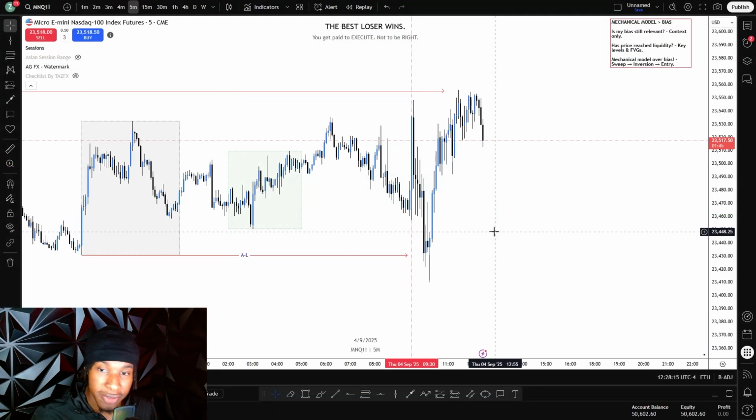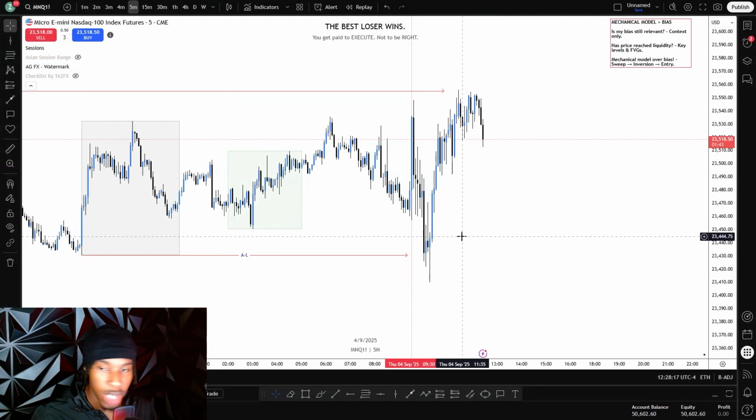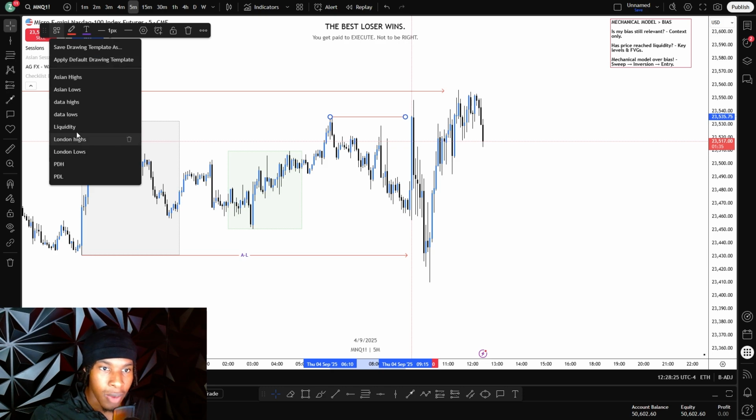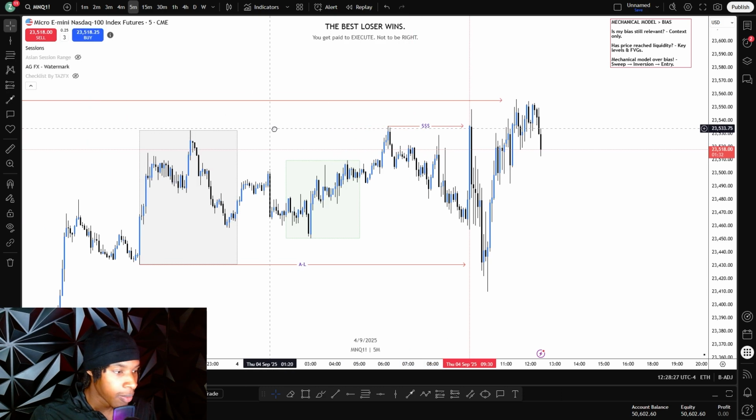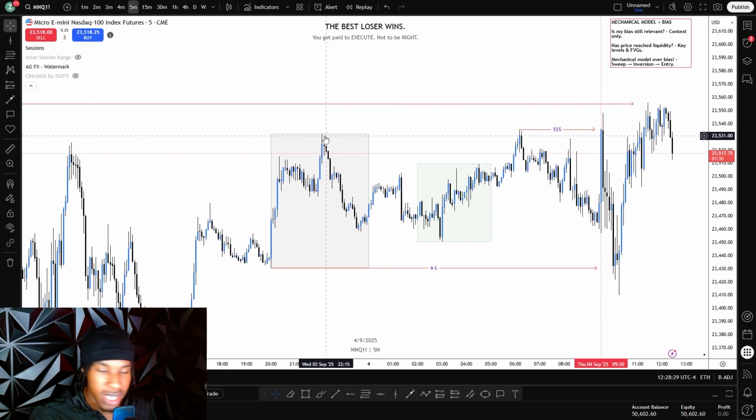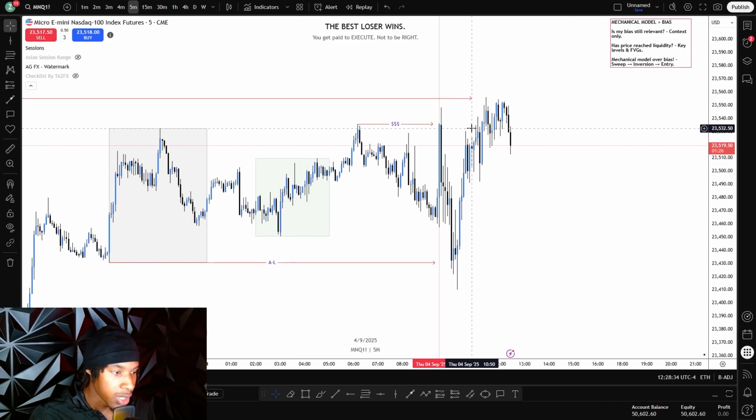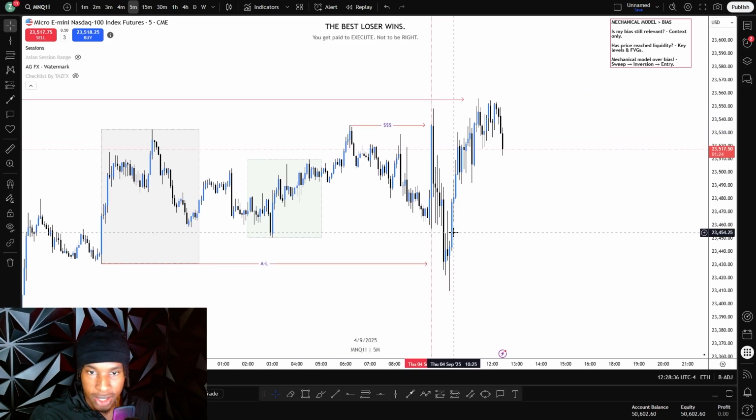Here's the simple breakdown for this trade, guys. As soon as the market opened, the first thing we did was we went higher. We came higher and we took out this external liquidity right here. These highs right here that previously swept these Asian session highs, that's what we came for. And as soon as we swept that liquidity right there, you can see the market sells off to the downside.